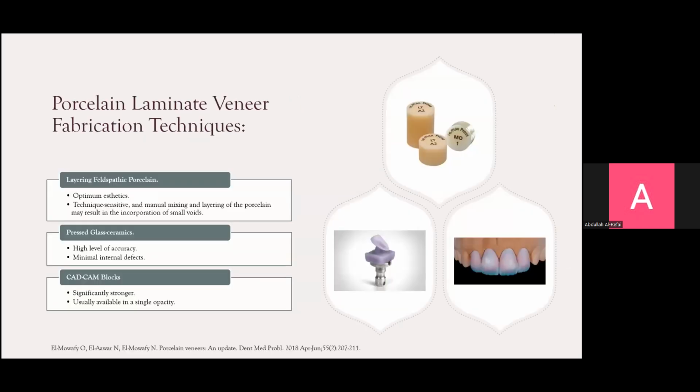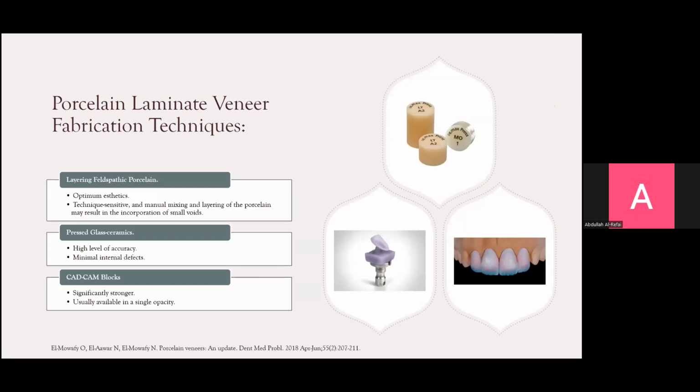Okay. Now, porcelain laminate veneer fabrication techniques. Mainly, we have three fabrication techniques: layered, pressed, and CAD-CAM blocks. Layering of feldspathic porcelain. This technique is the weakest due to the incorporation of voids during manual handling or during the fabrication of the prosthesis. However, it has the best, or optimum, aesthetic result.